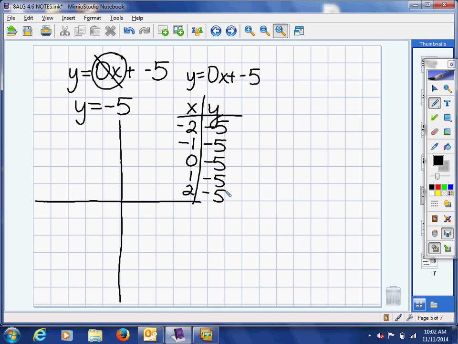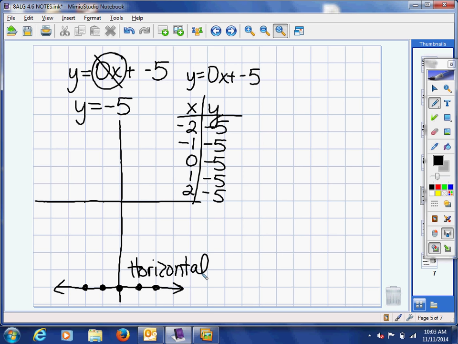So let's go back to negative 2, and then we'll go down to negative 5. 1, 2, 3, 4, 5. Here's negative 1, and then negative 5. 0, negative 5. 1, negative 5. 2, negative 5. What kind of line is this? Yeah, it's a horizontal line. This is a special line. Notice that the slope is 0.